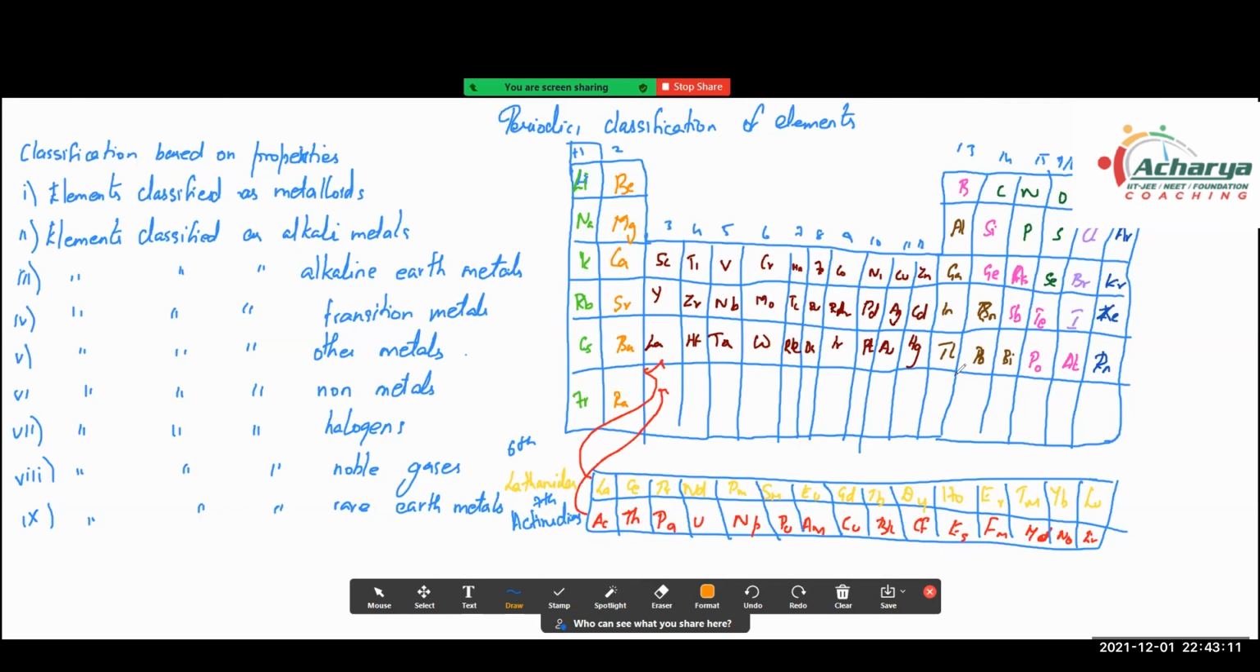And then we have other two different rows which belong within the periodic table but are written separately, and these contain rare earth metals, and these rare earth metals are classified as lanthanides and actinides, and there are 14 elements in these series. So that is all about classification based on their properties.